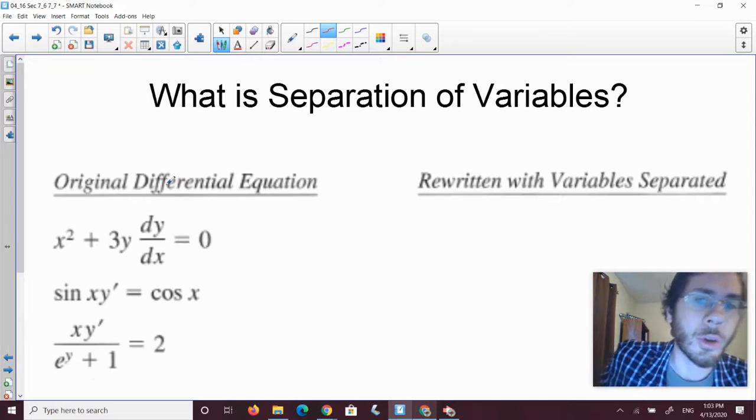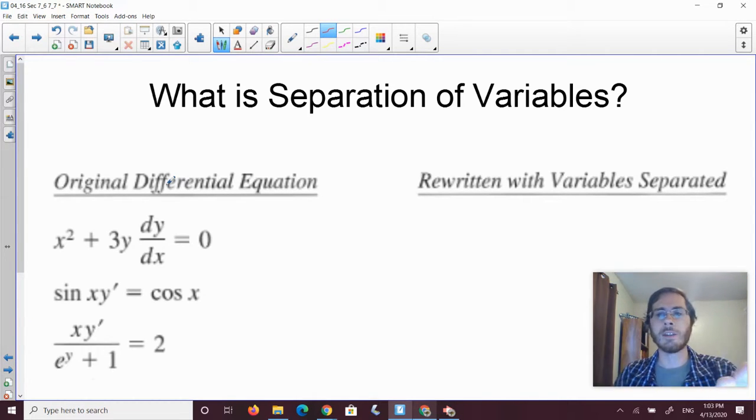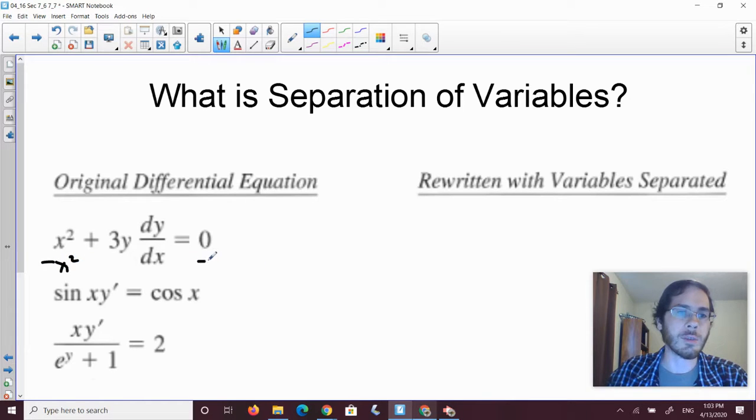And to separate variables, all we want to do is say we want the y's on one side and then the x's on the other side. So that's going to be our goal. We're going to try and get the y's on one side, the x's on the other side. We've done stuff like this before. But for the first one, we see we have this x squared. We want to get rid of that, put it on the other side. So we have to do minus x squared on both sides. So that gives us 3y dy/dx equals negative x squared.